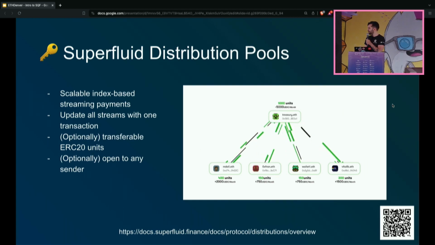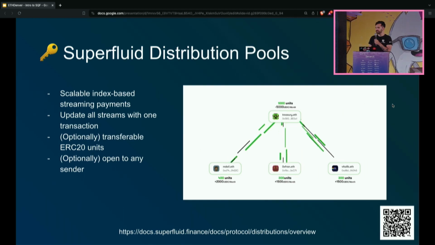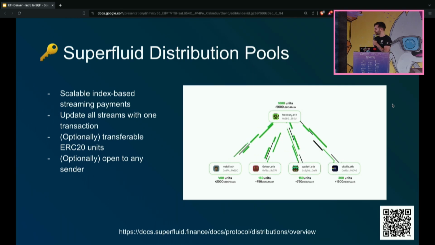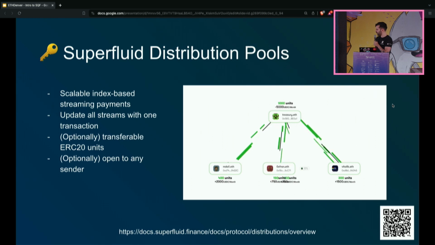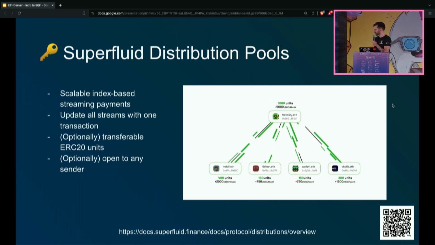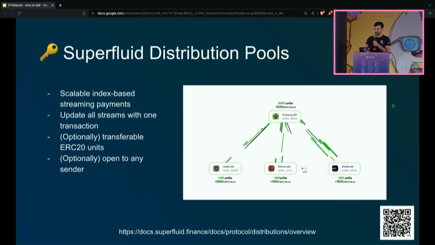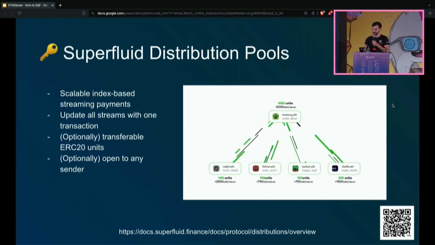So this is actually live and available today. If you're a builder interested in finding out more about how you can use this, please go and check out our docs. There's a QR code below if you can scan it, but otherwise you should find distribution pools there. Really encourage you to go and check it out. It is hopefully a kind of well of creativity.